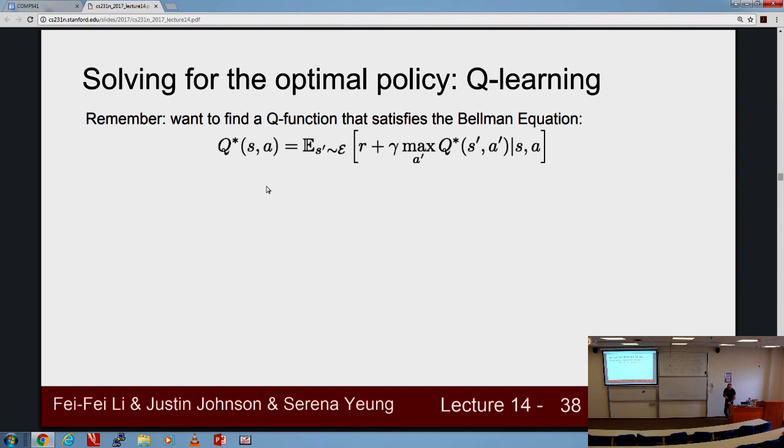How can we actually train these neural networks? Well, we want to find the Q function that satisfies the Bellman equation. This is the Bellman optimality equation. Notice the max here. So we want this to be satisfied for every state action pair.